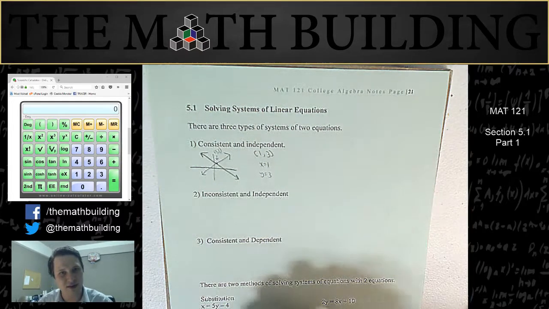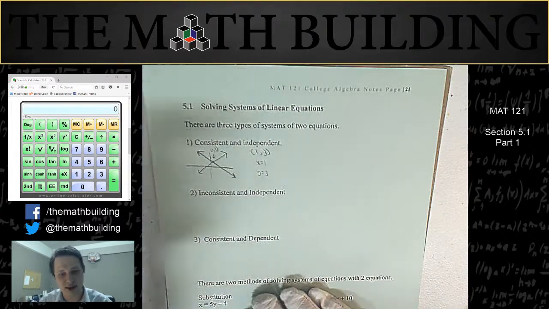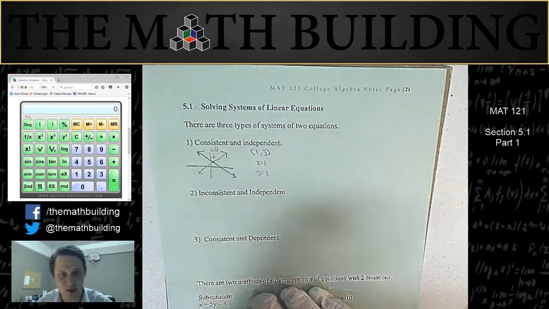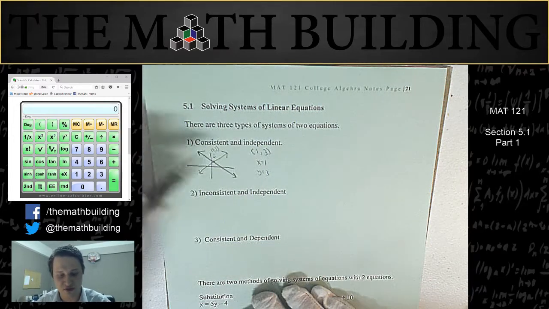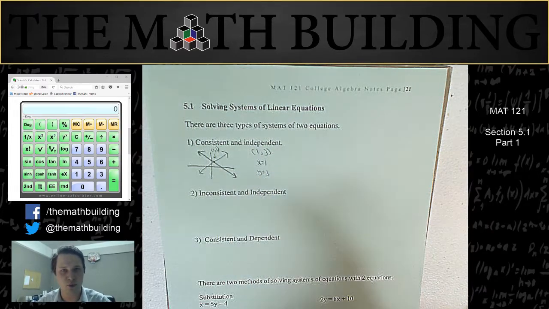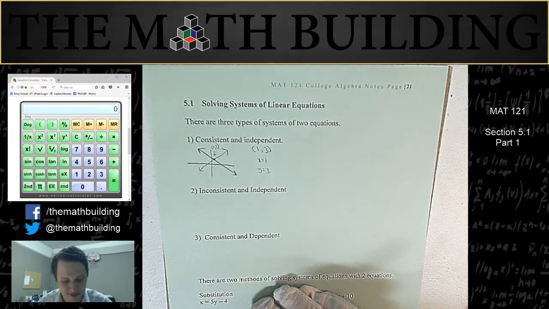So that's the first thing that can happen: you get one solution to the system of equations. And when you're solving it, that means you're going to get x equals a number and y equals a number. And this happens most of the time. Most of the time we get one solution where the two lines cross in only one place.